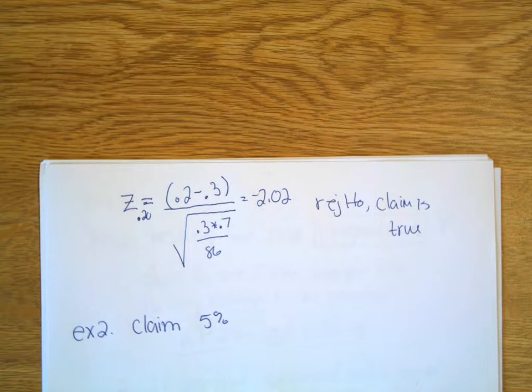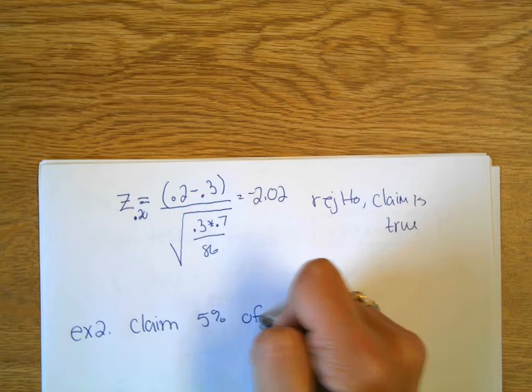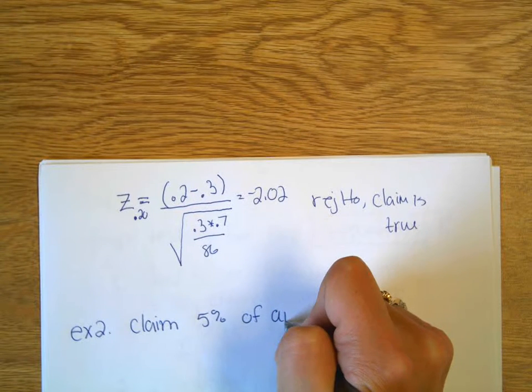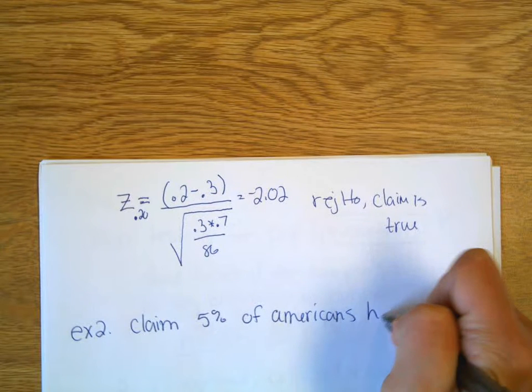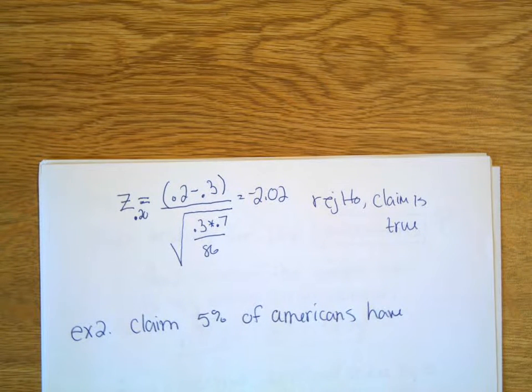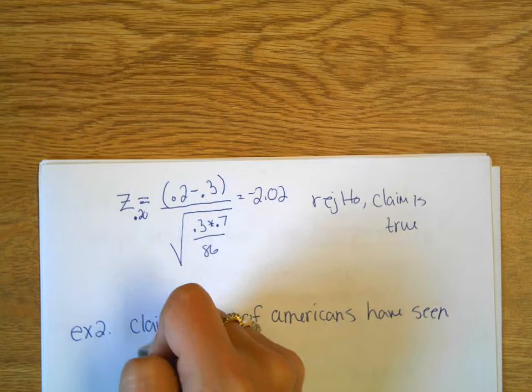You got a fish. The claim: 5% of American adults have seen a UFO. This is what they claim, that 5% of Americans have seen a UFO.